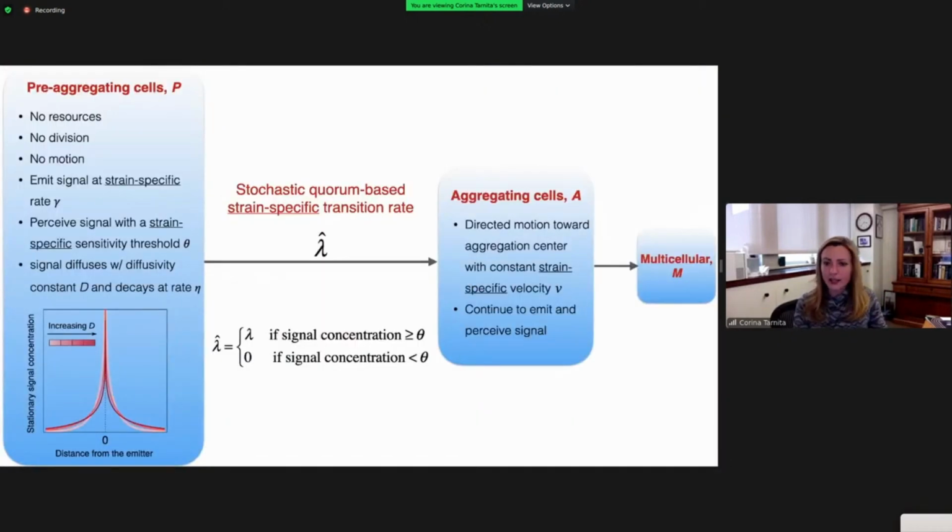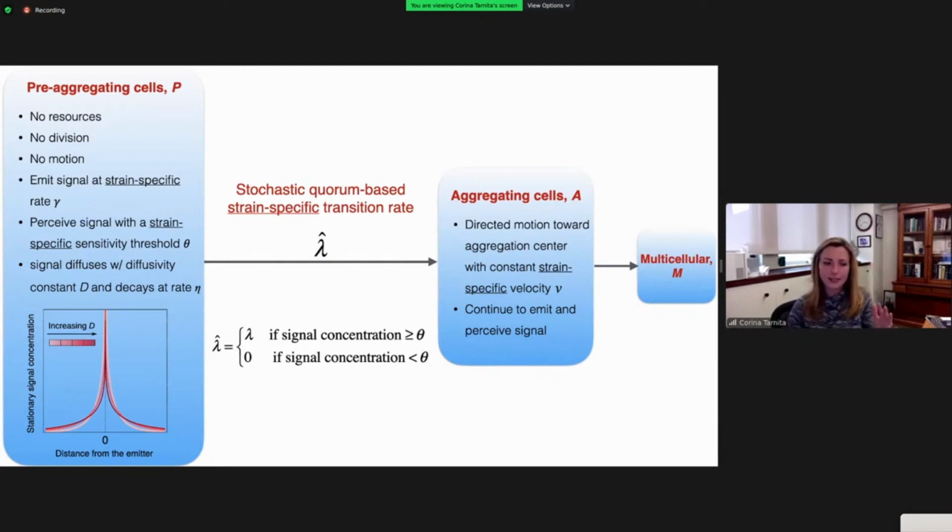So here, this middle panel, the aggregating cells, is basically a caricature. As far as anyone who studies the coordination with the cyclic AMP is concerned, this is just a caricature. We're saying there's going to be a center and cells are going to move in that direction with some strain-specific velocity v, and we're not going to model anything of the bells and whistles of that coordination, of all of the streaming and all of that. What instead we're going to do is add a state prior to that, the pre-aggregating cells, and we are going to primarily focus our modeling and our thinking on that state.